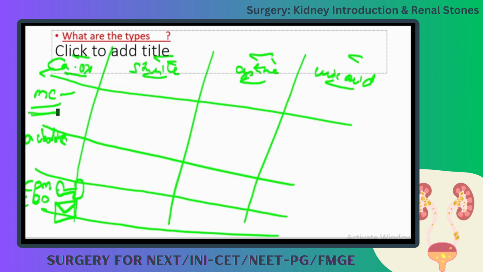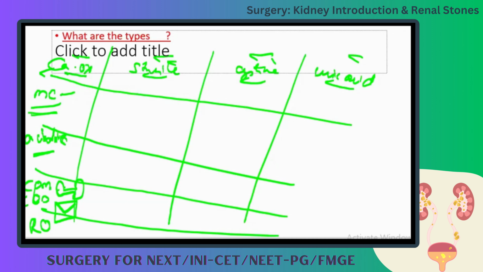Calcium oxalate, it is the most common. It is formed in acidic urine. It is envelope shaped or dumbbell shaped. Okay. And it is radio opaque. What is this radio opacity and radiolucency? What is the term radio opaque? What is radiolucency? It's visible as white in X-ray. If it is visible on X-ray, it is radio opaque. If it is not visible, it is radiolucent.